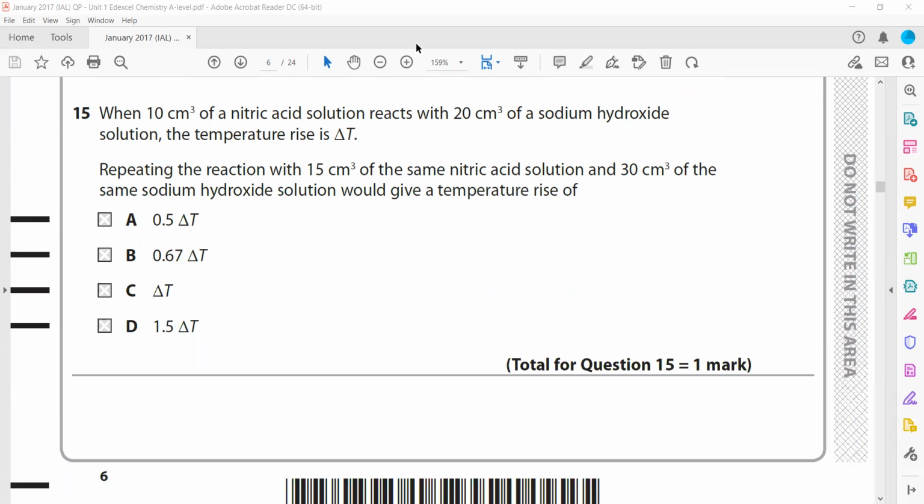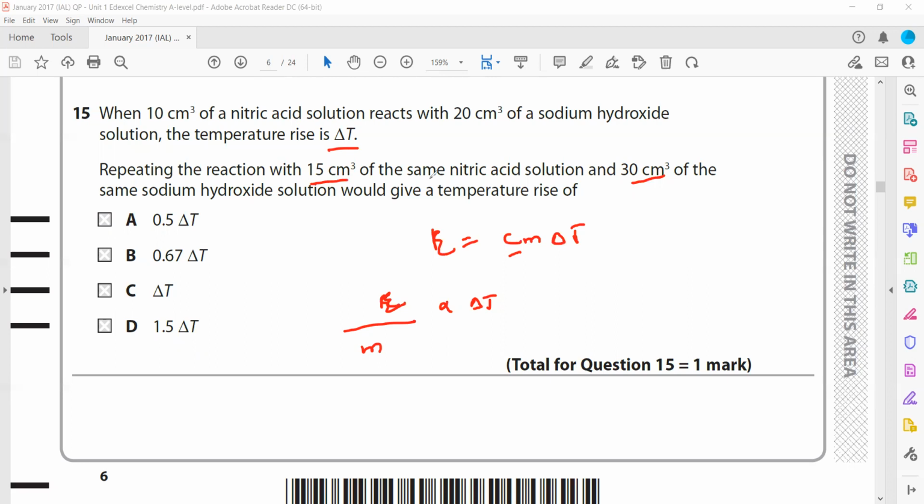When 10 cm cube of nitric acid solution reacts with 20 cm cube of sodium hydroxide, the temperature change is delta T. Repeating the experiment using 15 cm cube of the same nitric acid and 30 cm cube of sodium hydroxide would give what temperature rise? We have the formula E equals C m delta T. Specific heat C is constant, so energy divided by m is proportional to delta T. If we use more amount, the temperature change will be greater. If we use a larger mass or volume, the temperature change should be smaller.